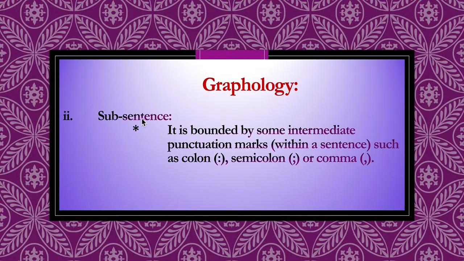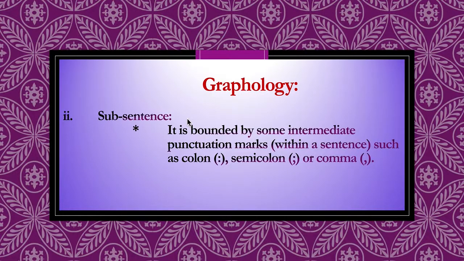Second, graphology, we have subsentence. What is subsentence? Let's talk about it. It is bounded by some intermediate punctuation marks within a sentence, such as colon, semicolon, or comma. Look, a subsentence is all about what is happening in the writing system within a sentence. So within a sentence, sometimes it helps us to write a long sentence. Sometimes we put a colon, sometimes a semicolon, and sometimes a comma. So all these 3 punctuation marks, colon, semicolon, comma, always occur within a sentence in the system of writing, and that is why we call it sub-sentence. It means not a full sentence, a part of a sentence.